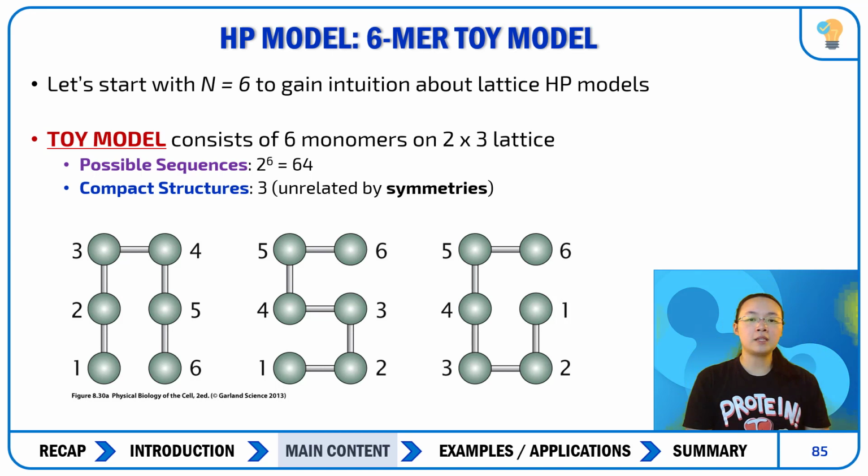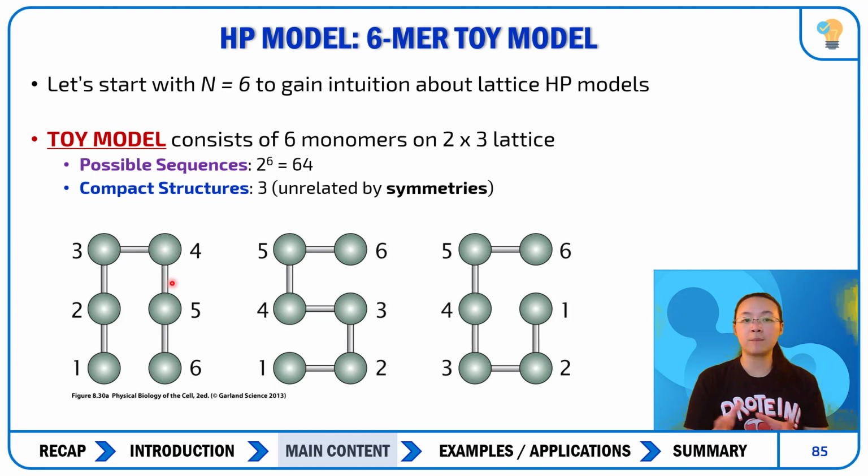So let's start with the 6-mer HP model, commonly referred to as the toy model. It has 6 monomers, like this, on a 2x3 lattice. And remember, the requirement for our models is that the amino acids, or the monomers, have to take up every single space in different conformations.